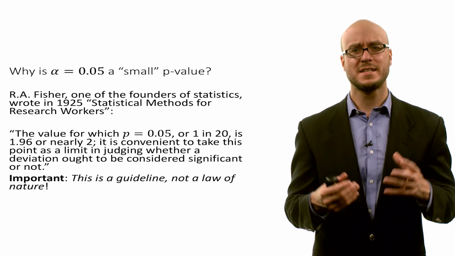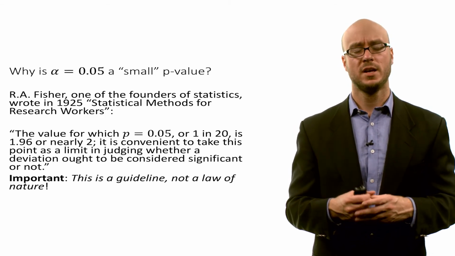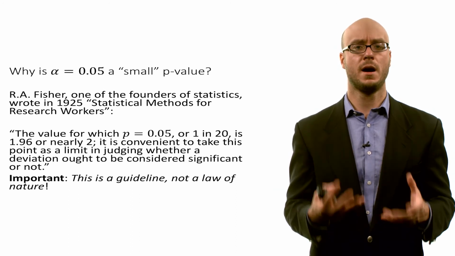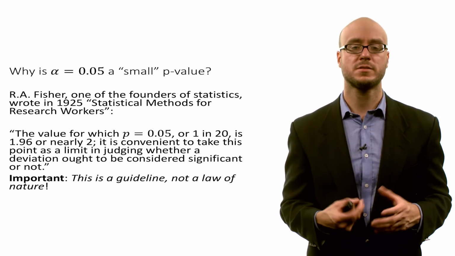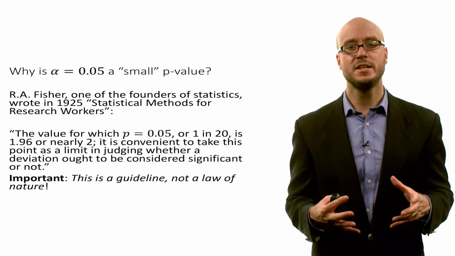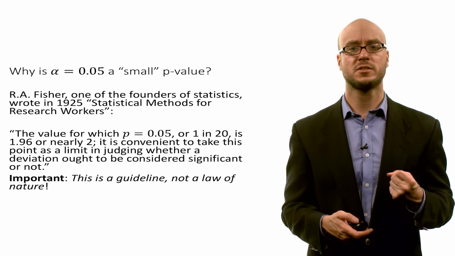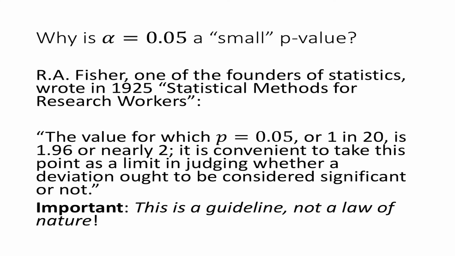But how do we get this level of alpha equals 0.05? Well, it comes from an offhand comment by R.A. Fisher, one of the founders of modern statistics. In 1925, in an article called Statistical Methods for Research Workers, he said the value for which p equals 0.05, or 1 in 20, is 1.96 or nearly 2.